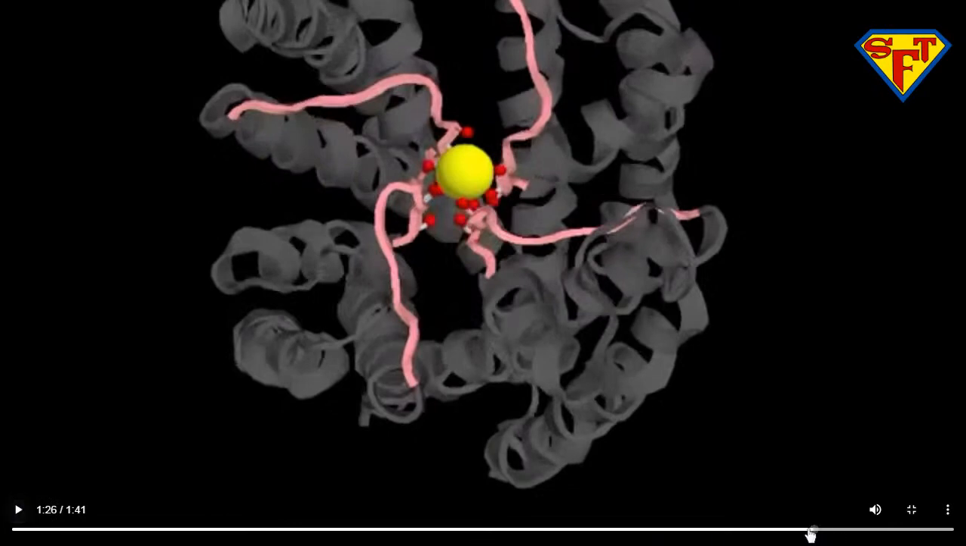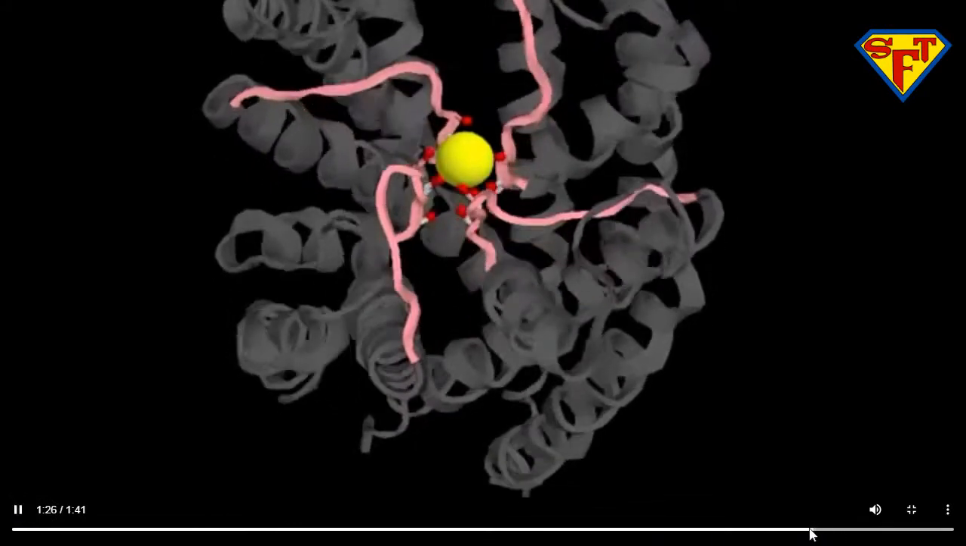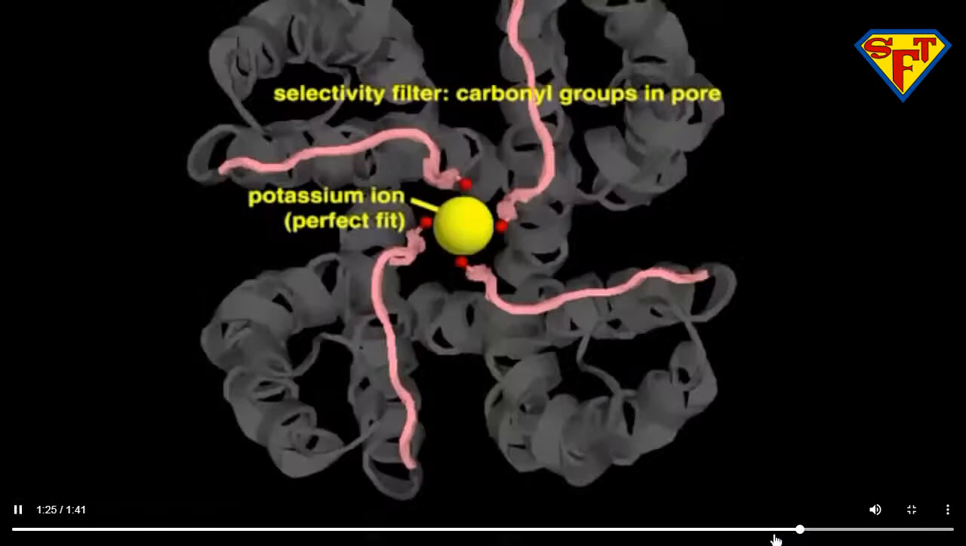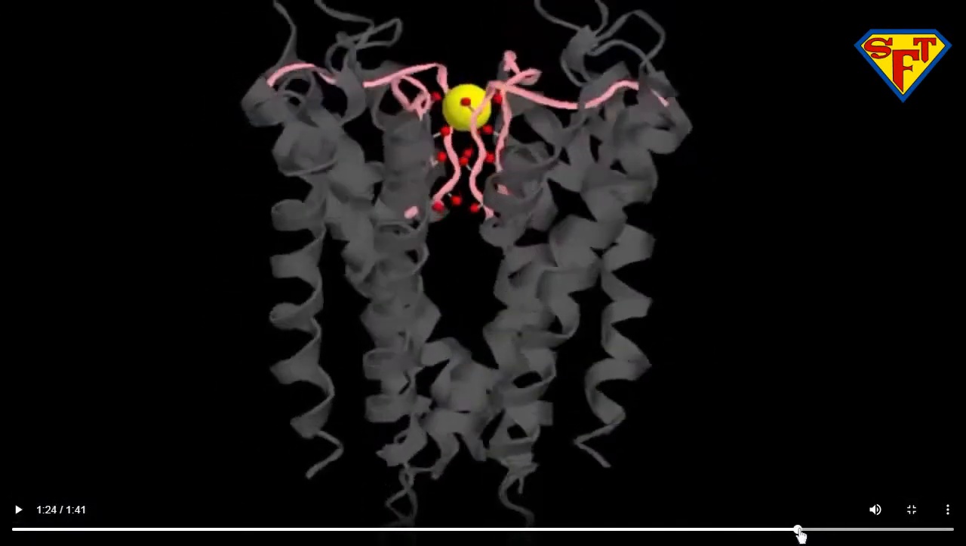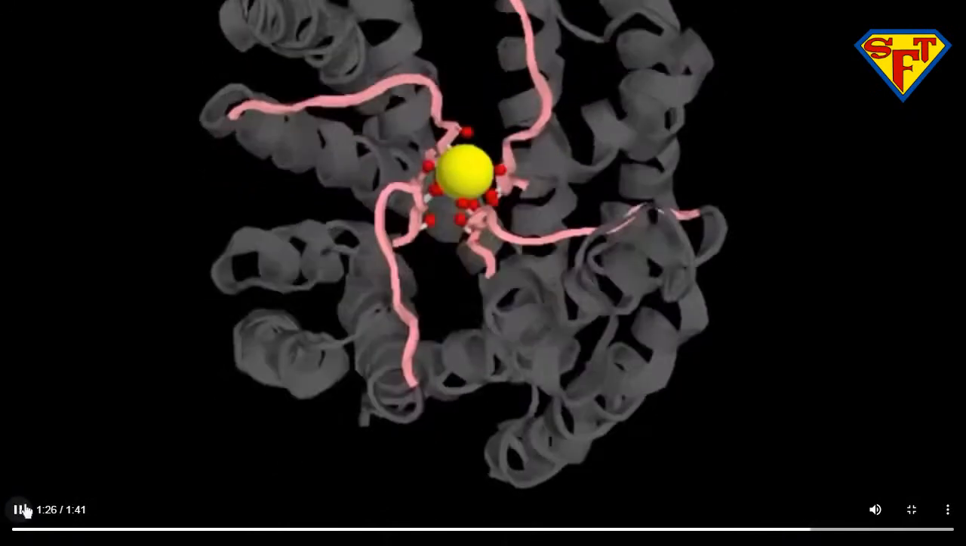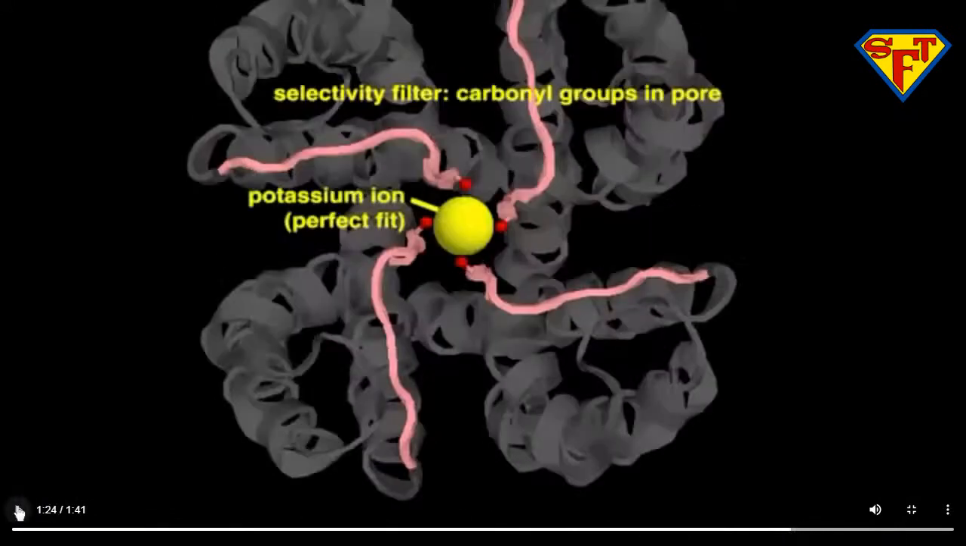In fact, it uses that word perfect. And this is one thing I think is really important. Let me just try to pause it. Oh, I'm sorry. Let me try to get it to pause at the right spot. Well, anyway, I'm kind of failing at that. There it is. It says perfect fit.